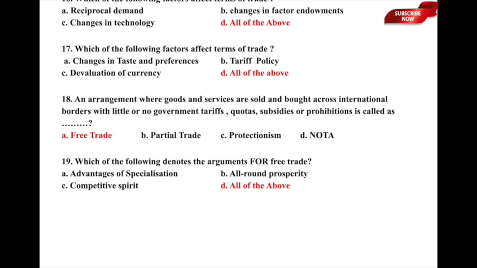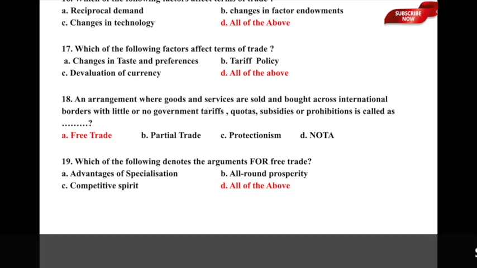In questions number 16 and 17 we have seen 6 important factors that affect terms of trade between nations. They are A, reciprocal demand, B, changes in factor endowments, C, changes in technology, D, changes in taste and preferences, E, tariff policy, and F, devaluation of currency. Therefore, these were 6 important factors that affect terms of trade. In the last 2 questions we have discussed them. Let us now move to question number 18.